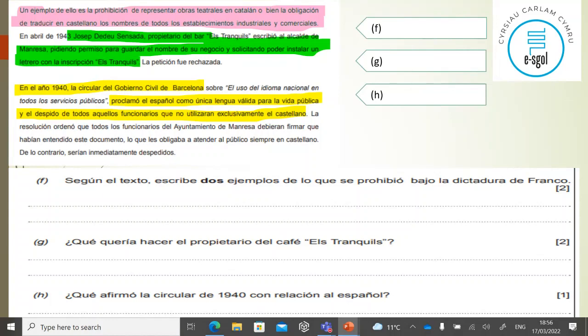Another few questions, so we can have a go. So I will go at question F, question G, question 8. Can you formulate an answer in Spanish that conveys the main meaning and answers question F? Según el texto, escribe 2 ejemplos de lo que se prohibió bajo la dictadura de Franco. According to the text, write 2 examples of what was prohibited under Franco's dictatorship.